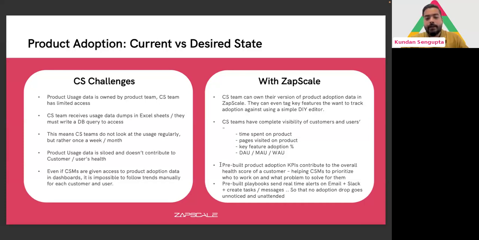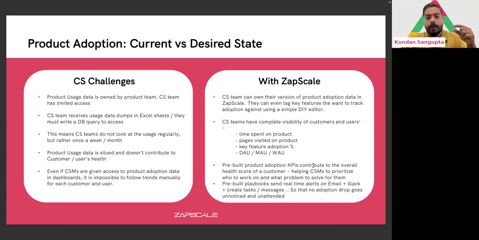Over and above that, the pre-built product adoption KPIs are a part of a lot of other pre-built KPIs, which make up the overall health score of a customer. It's not data in silo. It's data which contributes to the health score of the customer. You can choose how much weightage product adoption should have on the overall health of the customer.